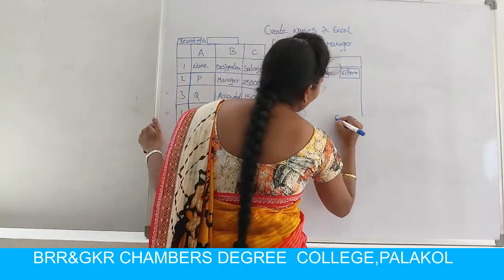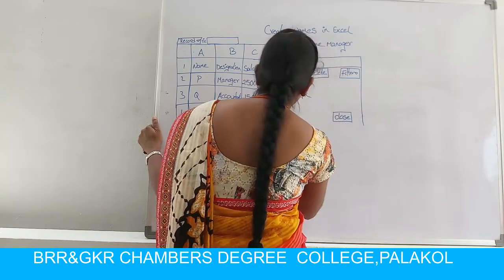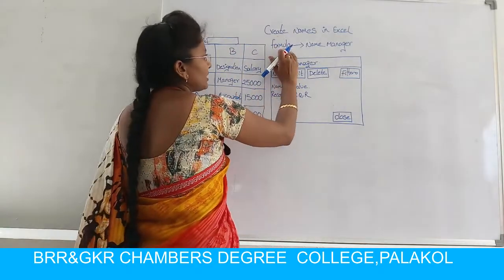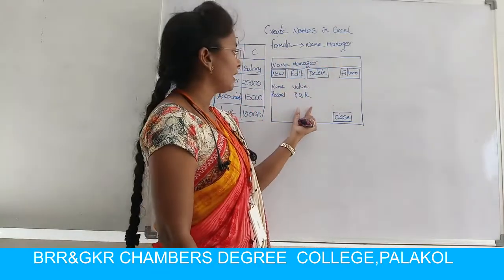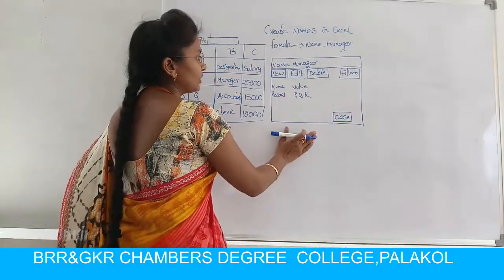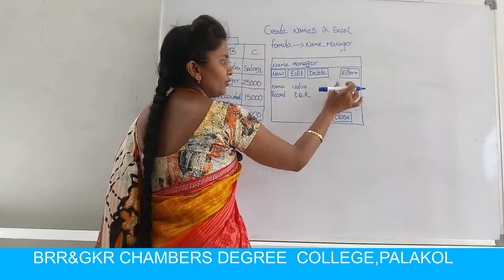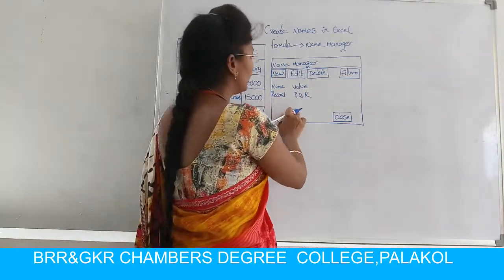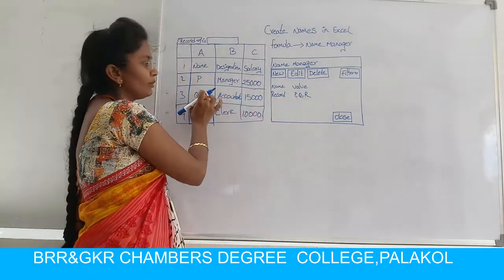And you can see one close button in this name manager dialog box. First select the formula menu bar and then select name manager. One dialog box will appear. In this name manager dialog box, you can see buttons like new, edit, delete and filter. Already created names will be displayed here. The created name is record and selected values are P, Q and R.